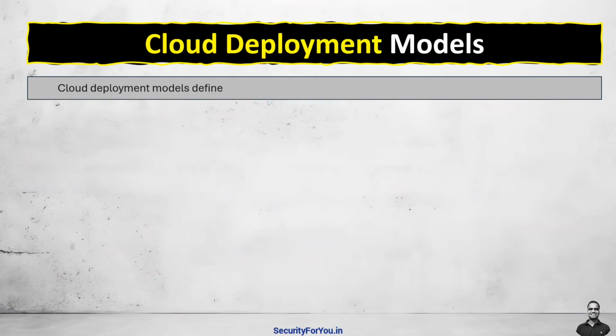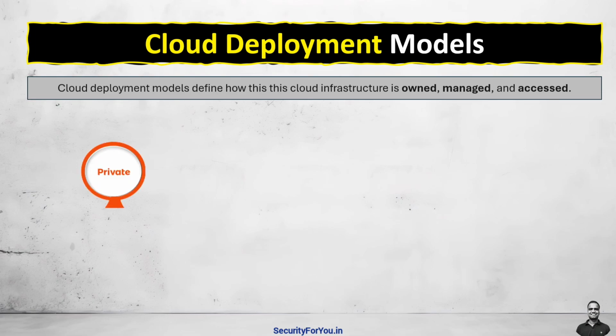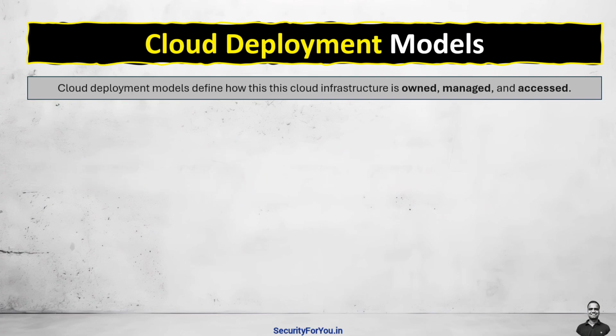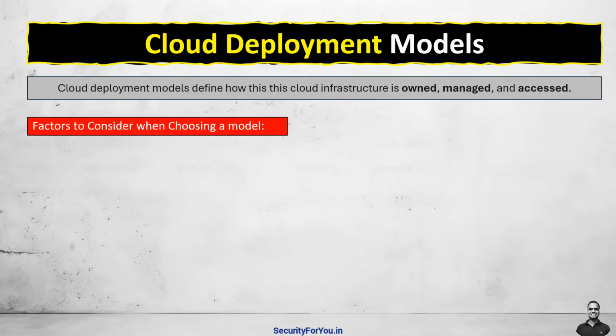Cloud deployment models define how this cloud infrastructure is owned, managed, and accessed. We have four deployment models: private cloud, community cloud, public cloud, and hybrid cloud. We will discuss each one by one. Before we move ahead, let us understand what are the factors to consider when choosing a cloud model.